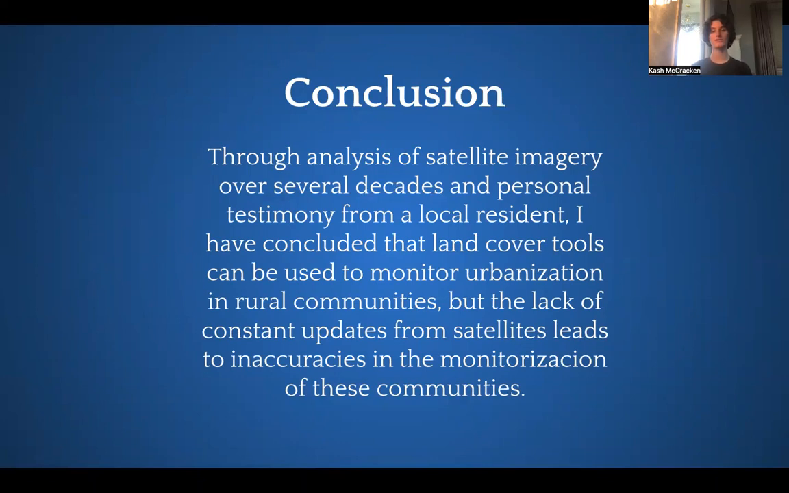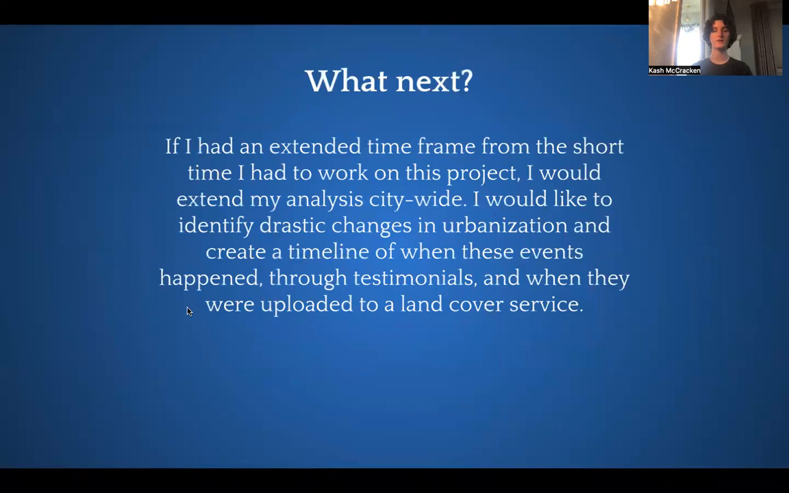So, in my conclusion, through analysis of satellite imagery over several decades and personal testimony from a local resident, I've concluded that land cover tools can be used to monitor urbanization in rural communities, but the lack of constant updates from satellites leads to inaccuracies in the monitoring of these communities. So what's next? If I had an extended time frame, I would expand to the entire city of West Columbia, focusing on when these changes happened, when these communities were popping up, and when certain things were disappearing.